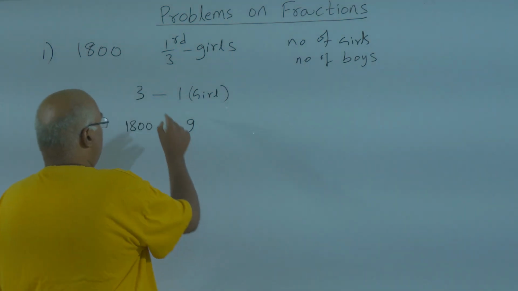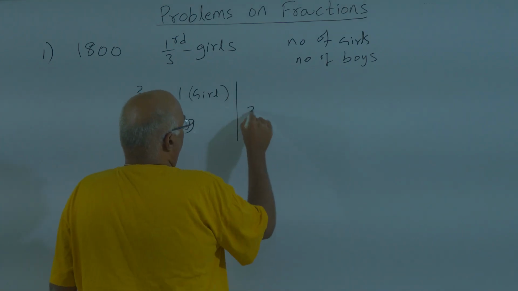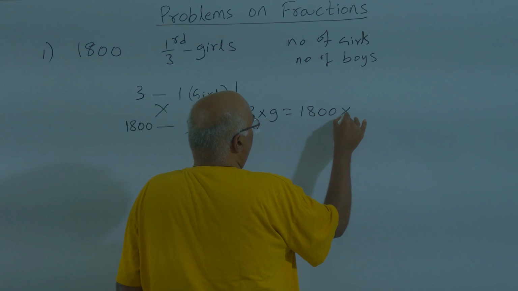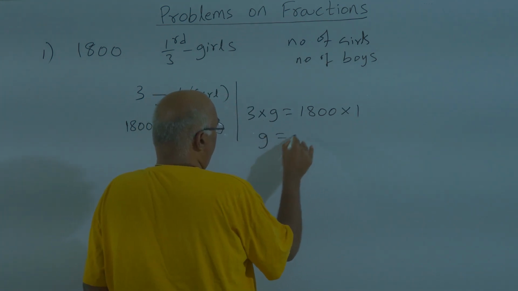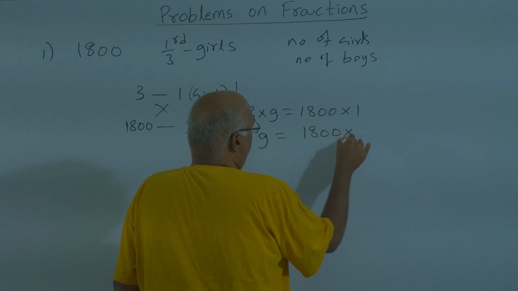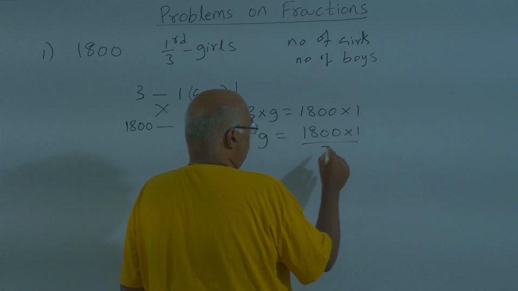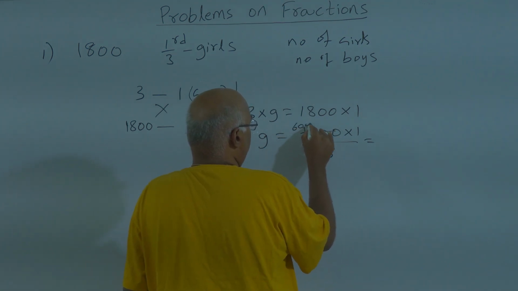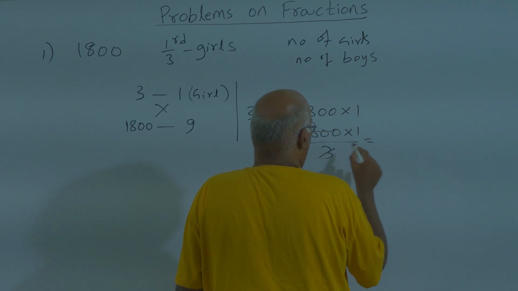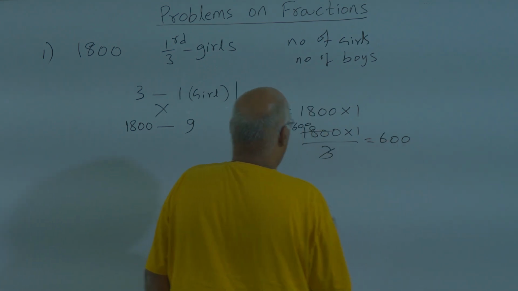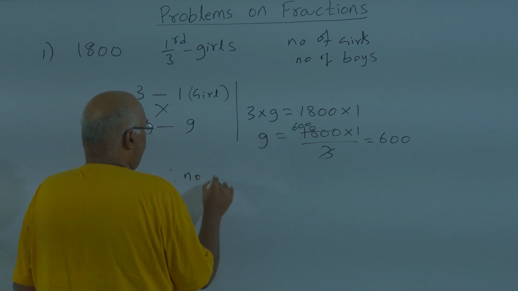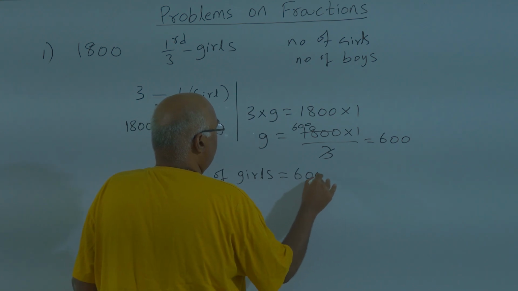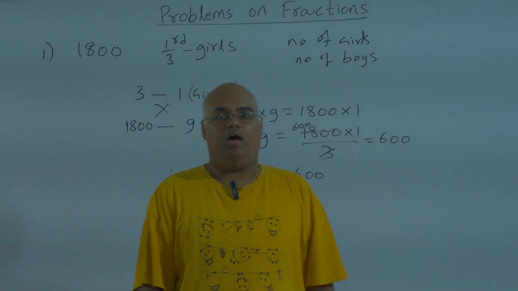So how to do this? Just cross multiply. 3 into g is equal to 1800 into 1, or g is equal to 1800 into 1 by 3. So 3 goes 6 times, 600 times. 6 3 is 18, 600. Therefore the number of girls is equal to 600. So out of 1800 students, 600 are girls.